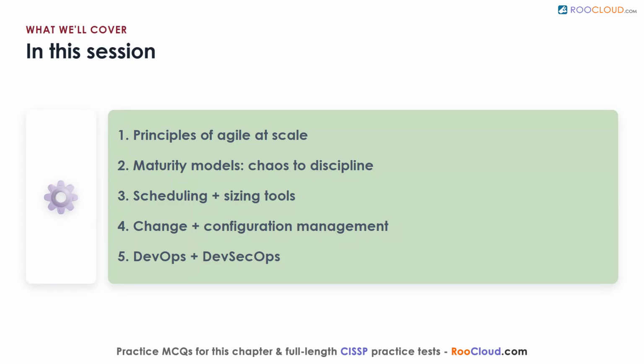We'll answer several questions. What principles guide agile at scale? How do maturity models chart the road from chaos to discipline? What tools help you schedule and size a project? How do change and configuration management keep production safe? And how do the modern DevOps and DevSecOps approaches fold everything together?